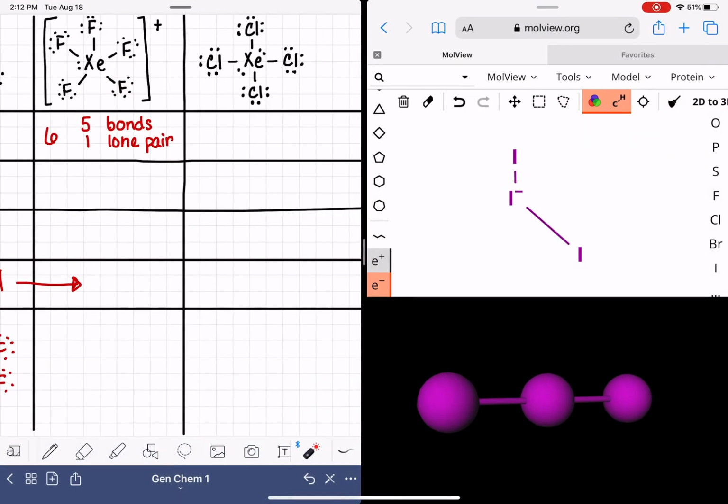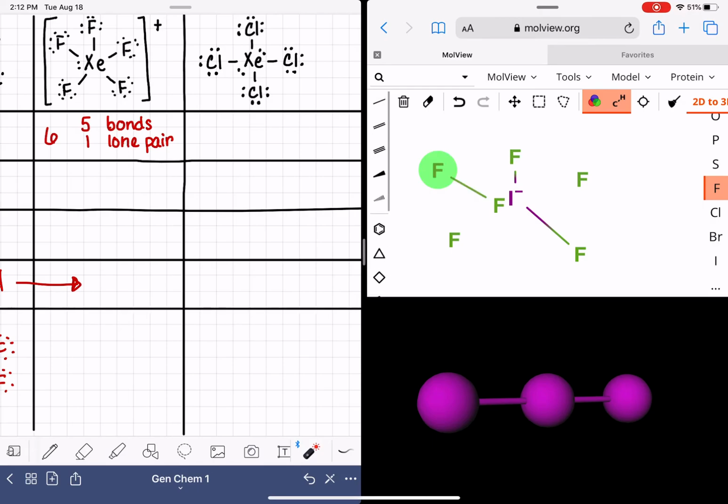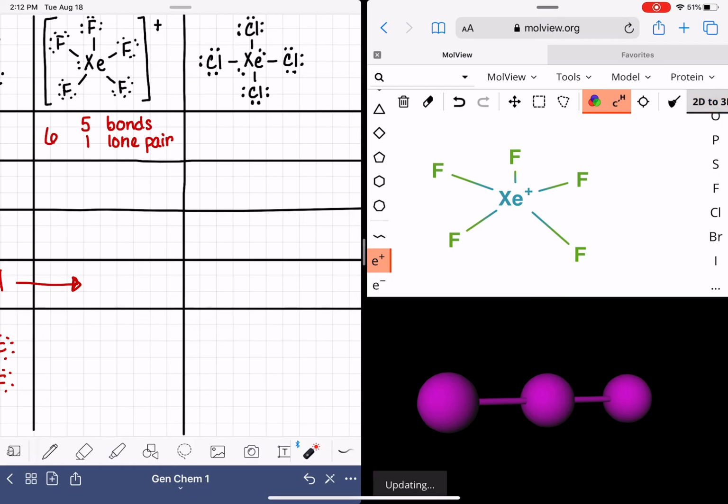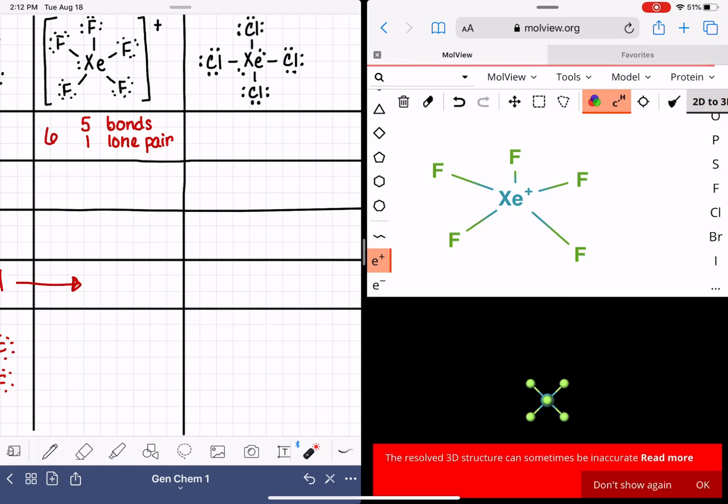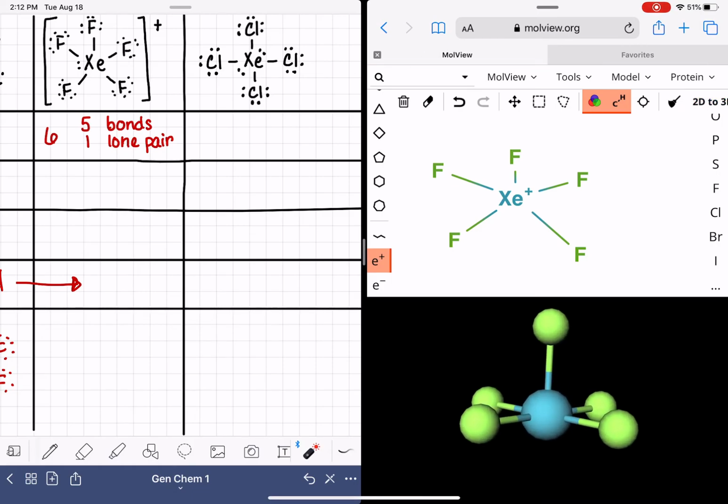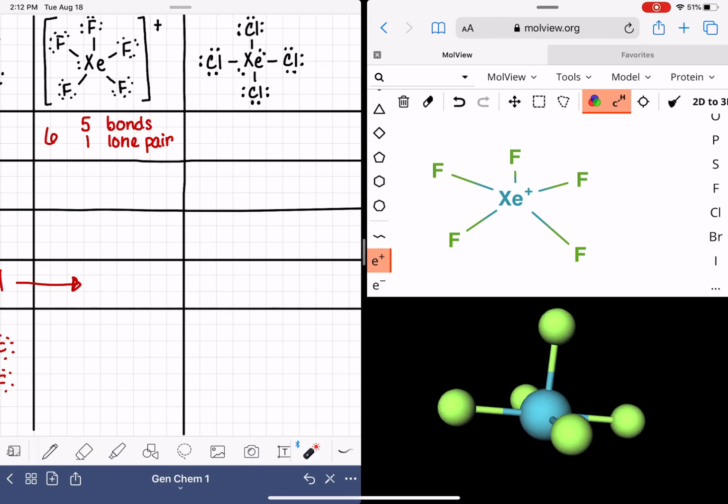Let's build this molecule. So for this molecule, I'm going to need to put a few more outer atoms. Let's see, we have 5 fluorines, so let's get those all connected together. And I need to change the inner atom to a xenon. And I'm going to need to put a charge on that xenon atom. There we go. And let's see what it looks like. So here it is. Look at that.